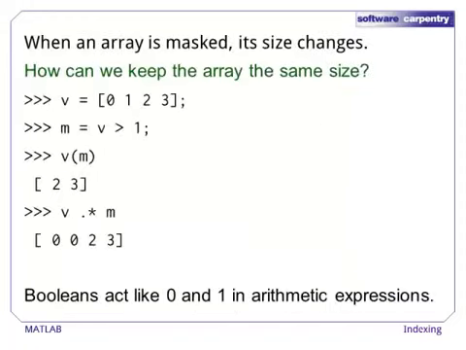Sometimes we want to replace values in a matrix with zeros without changing the size of the result. We can use the Boolean mask in element-wise multiplication to replace locations that are less than 1 with zeros.